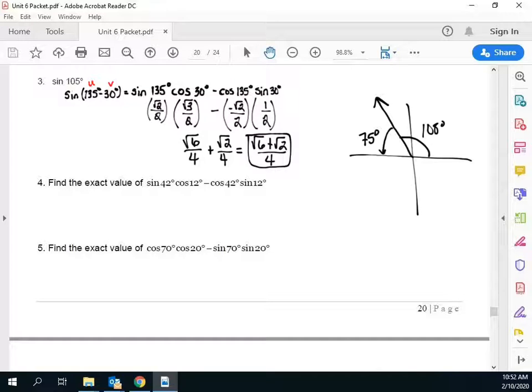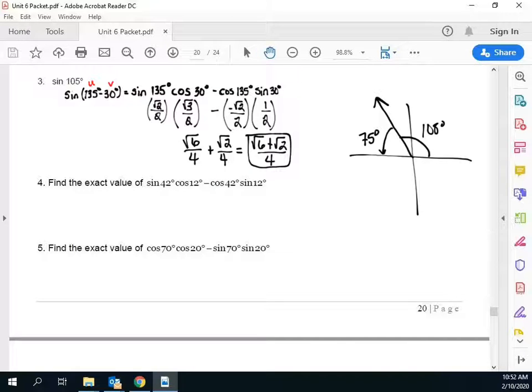Now the good thing about this, why it doesn't look any different at all, is because 105 is in what quadrant? 2. Is sine positive or negative in the second quadrant? Positive. When we did it for 75, guys, what did we end up with, a positive or negative answer? Positive, so it all fits. Same idea with cosine and sine and tangent. I hate using sine because that's the name of the word.